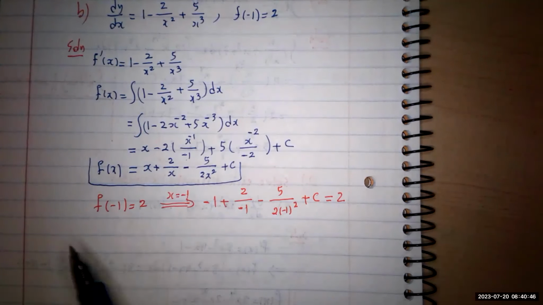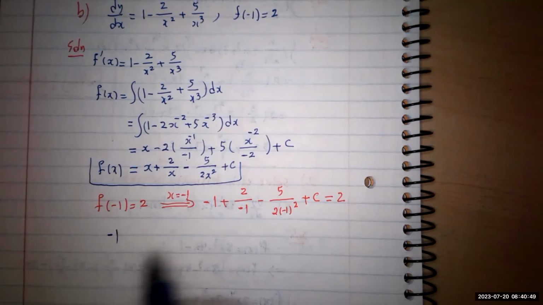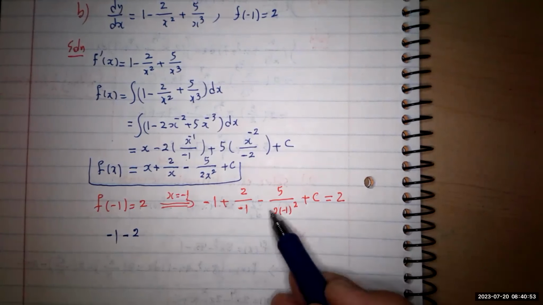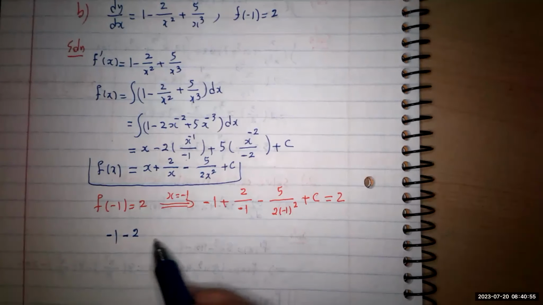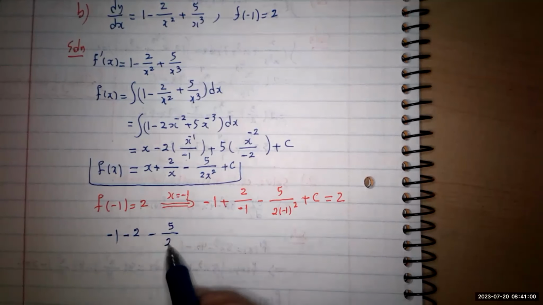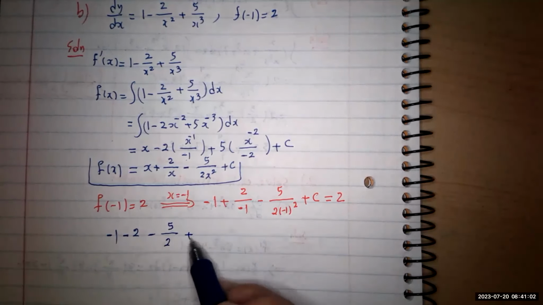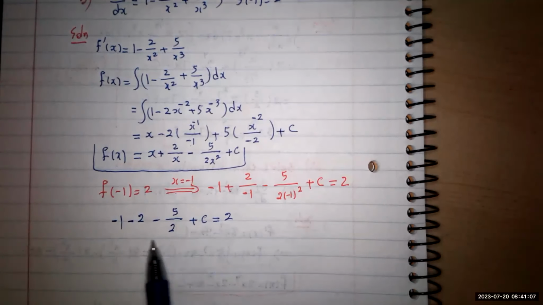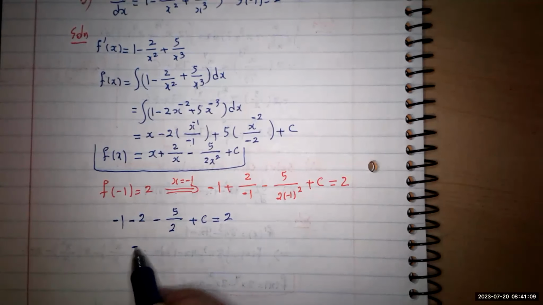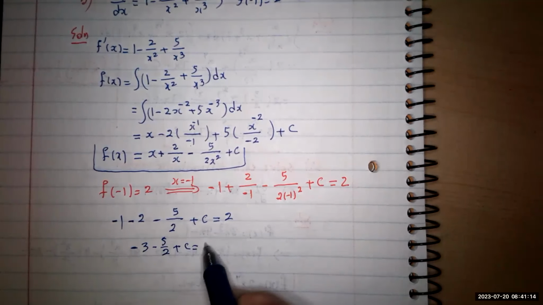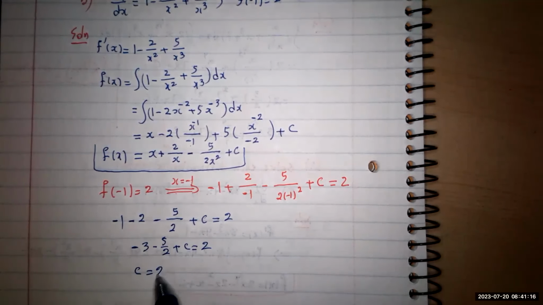This is just a -1. Positive negative would be negative, so that's -2. And over here, -1 squared would be just +1, so that gives you 5 over 2, and the plus c equal to 2. You have to solve for c. So for example, this is going to be -2 minus 5/2 plus c equal to 2. So the c would be 2 plus 2 plus 5/2.